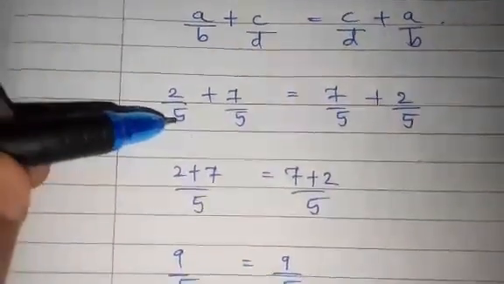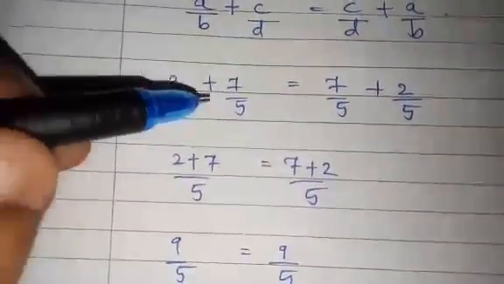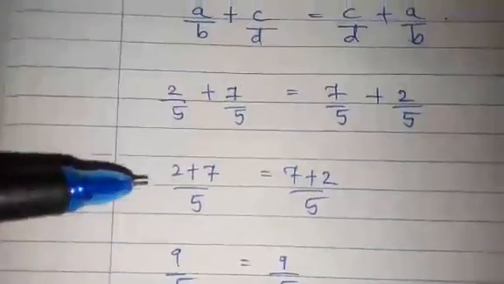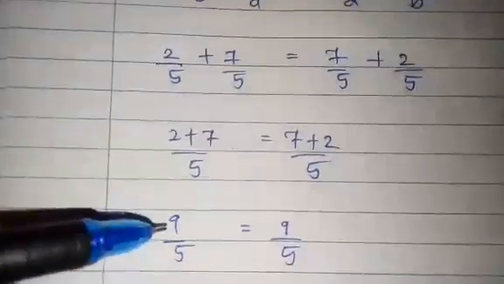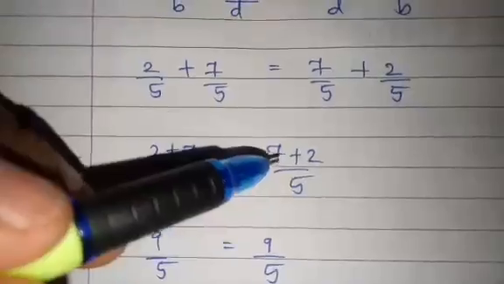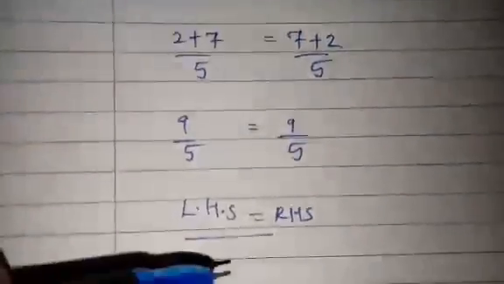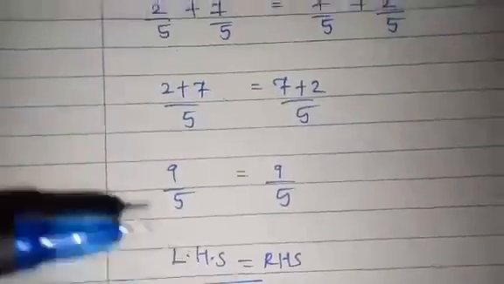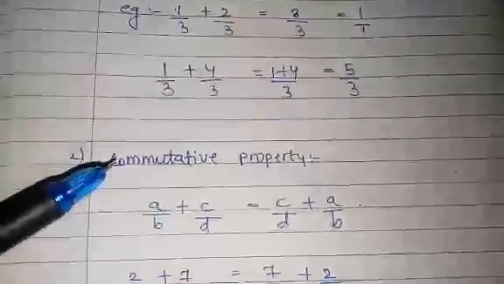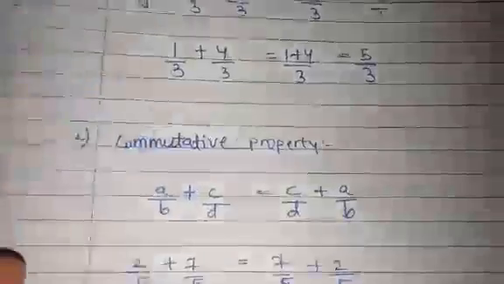Continuing with our same method, that is when denominators are same, here denominators are 5 and here also denominator is 5, so 2 plus 7, which gives us answer 9. Here also it will be 7 plus 2 upon 5, which gives us answer 9 upon 5, means LHS is equal to RHS. So we can say that commutative property for addition of rational number is valid.